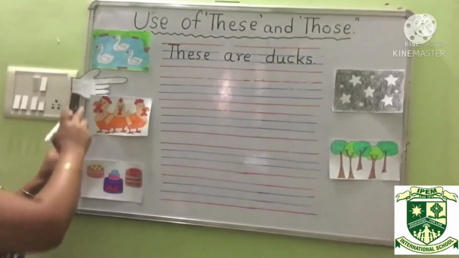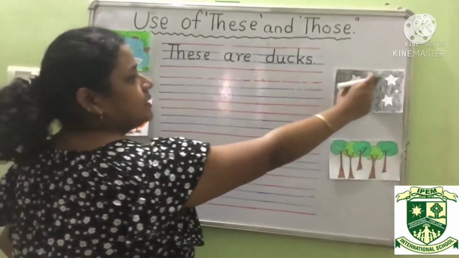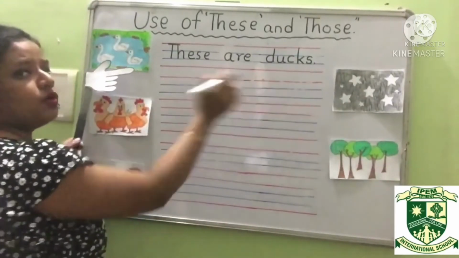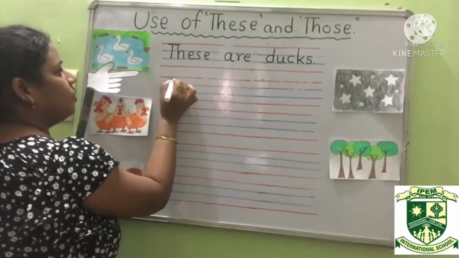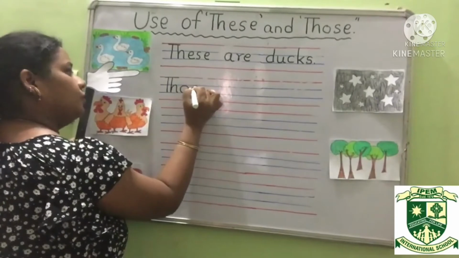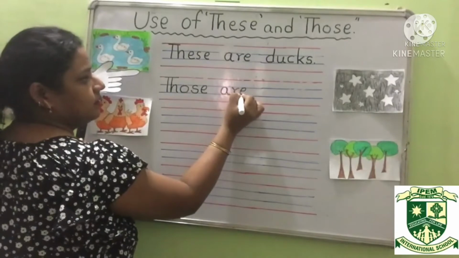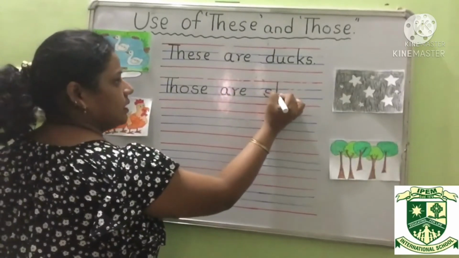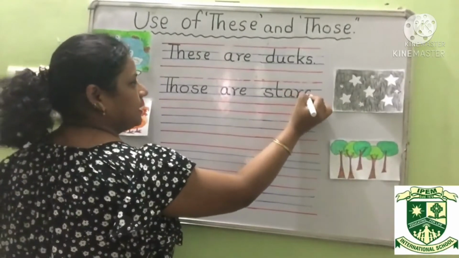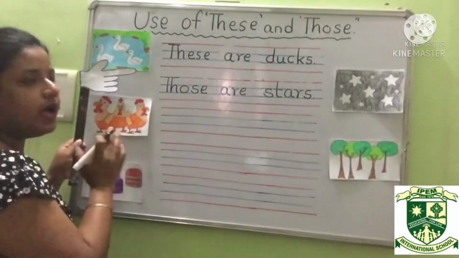Now the next picture. See, the pointer is here and the picture is far away. What are these? These are stars. So it is far from the pointer, so we'll say those are stars. What will we say? We'll say those are stars. It has to be more than one thing. See, lots of stars over there. So we'll say those are stars.